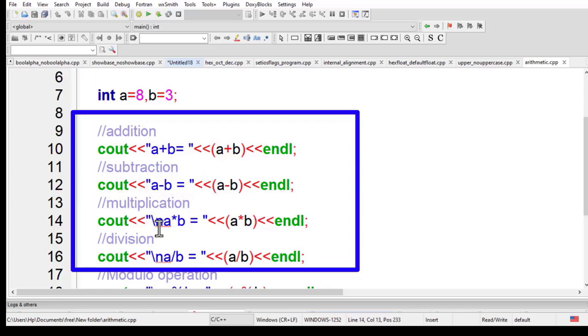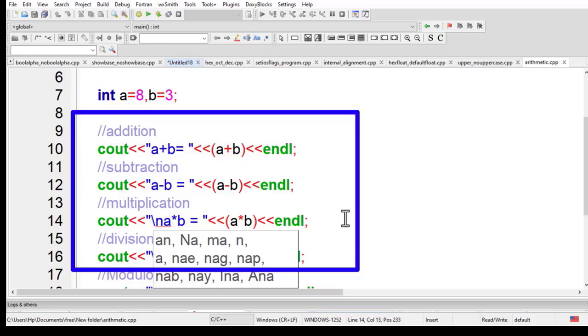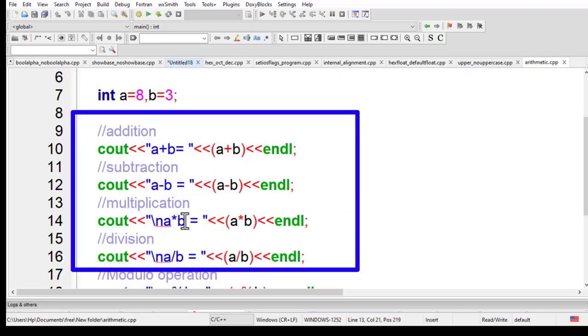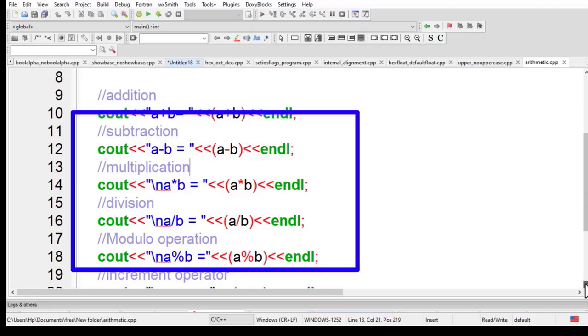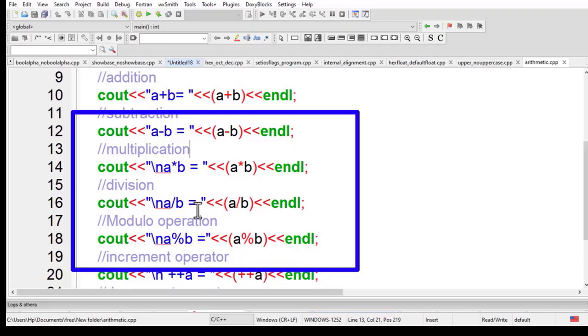The next operation to be performed is multiplication. a times b is equal to 8 times 3, which is 24. The next one is division. a divided by b is 8 divided by 3, which is equal to 2. The next one is the remainder. The remainder obtained by dividing a and b is a modulo b, which is equal to 2.